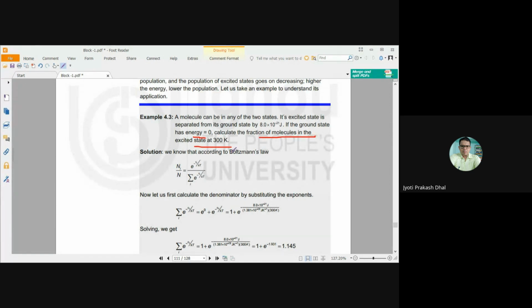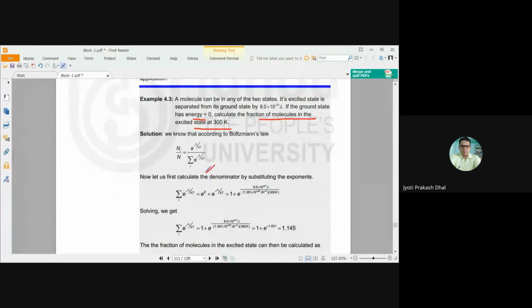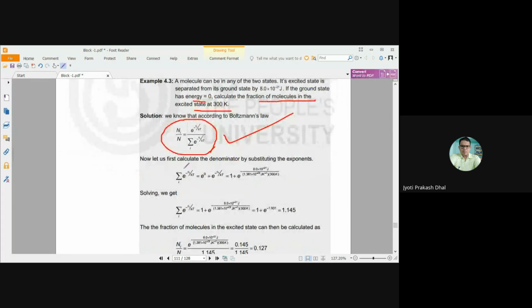Now, according to the Boltzmann law, we know that Ni divided by N equals e to the power minus epsilon i by kT divided by the summation of e to the power minus epsilon i by kT. So this is the mathematical form of the Boltzmann distribution law. Now let us first calculate the denominator by substituting the exponent. First we will calculate the value of the denominator, and after that we will solve the rest.